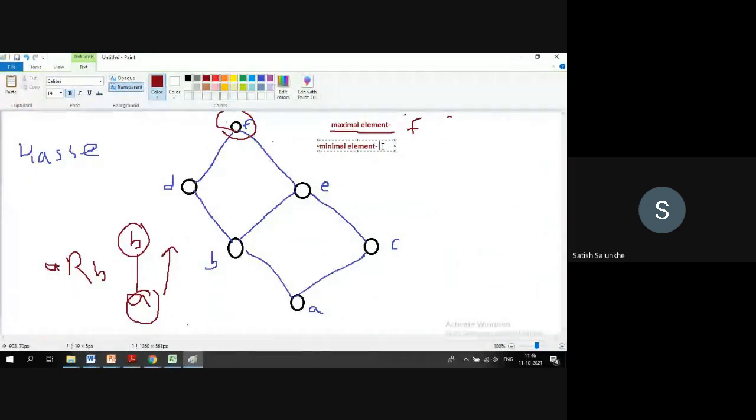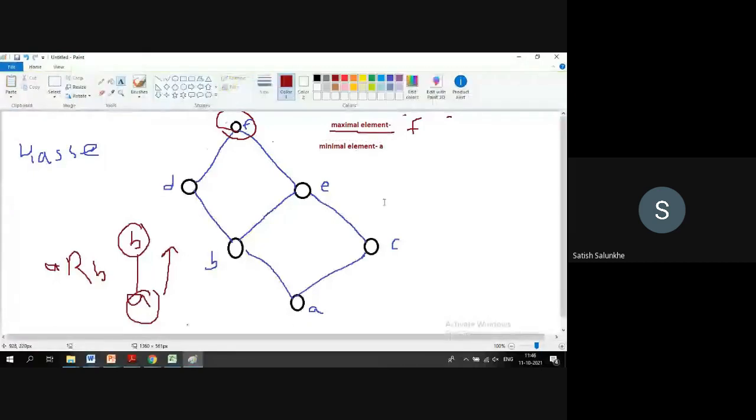So what is the minimal element? The minimal element is only A, because no other elements are related to A. Okay. Now we want to identify the upper bound of A. What is the upper bound of A? It is the collection of all the elements B belonging to this set S such that A is related to B.